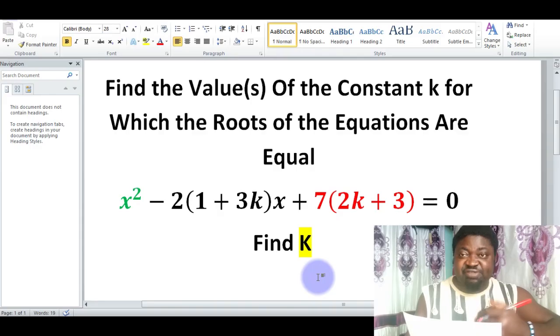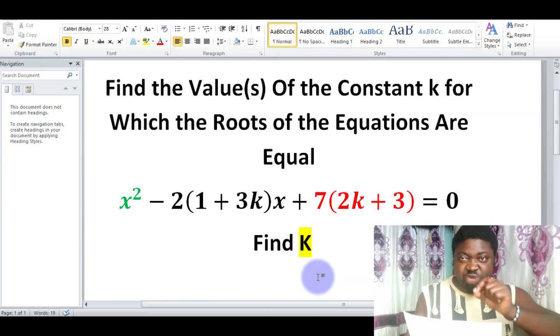The first thing is that they're asking us to look for the values of k from that expression. And looking at that expression, they have specifically told us that the roots of the equation are equal. If the roots of an equation are equal, this simply means that the discriminant b squared minus 4ac must be equal to 0. In other words, we need to equate b squared minus 4ac to 0 and start to fit in the various parts according to the expression b squared minus 4ac equals 0.